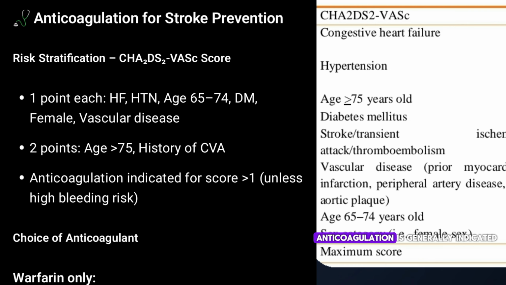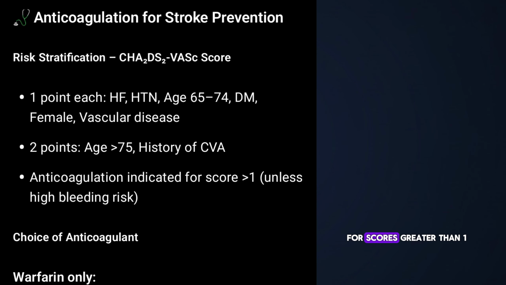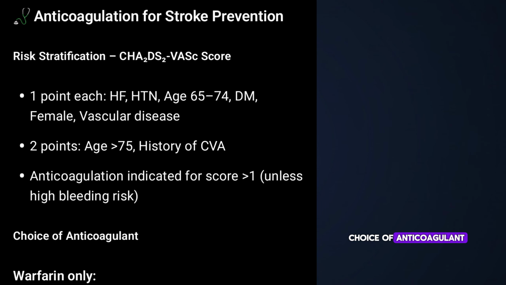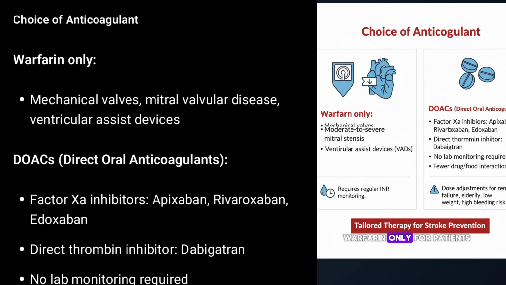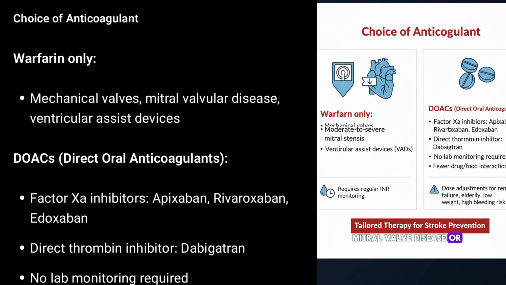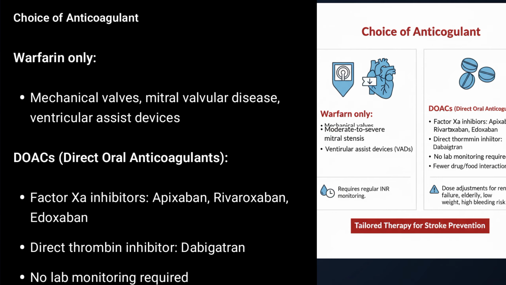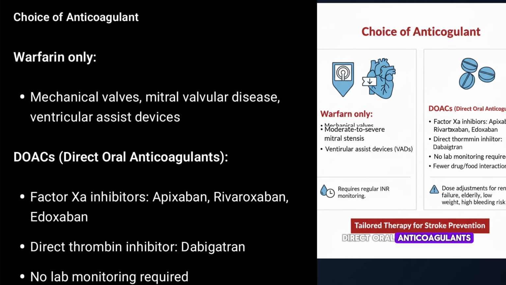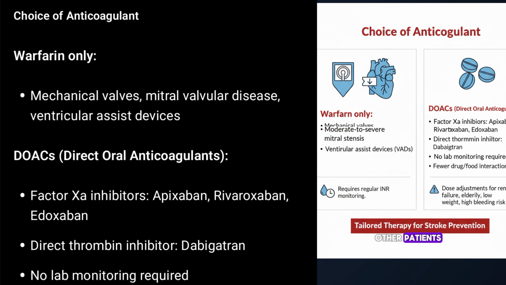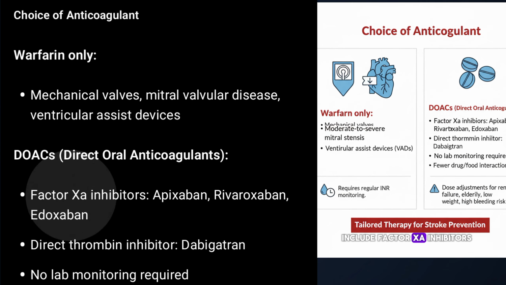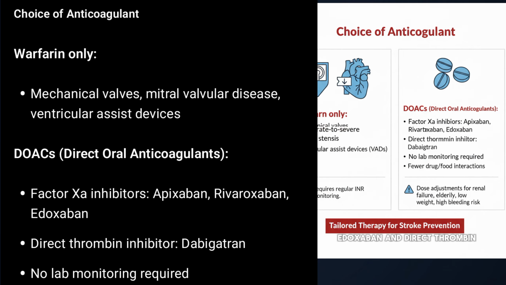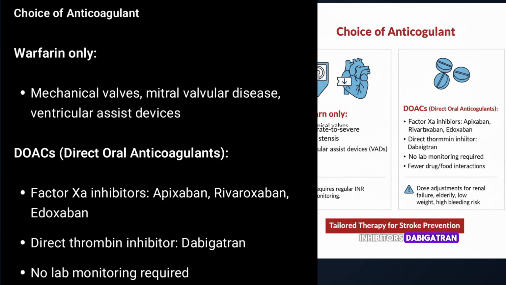Indication. Anticoagulation is generally indicated for scores greater than 1, unless high bleeding risk. Choice of anticoagulant. Warfarin only, for patients with mechanical valves, mitral valvular disease, or ventricular assist devices. Direct oral anticoagulants, DOACs, can be used for other patients. Include factor Xa inhibitors, apixaban, rivaroxaban, edoxaban, and direct thrombin inhibitors, dabigatran.